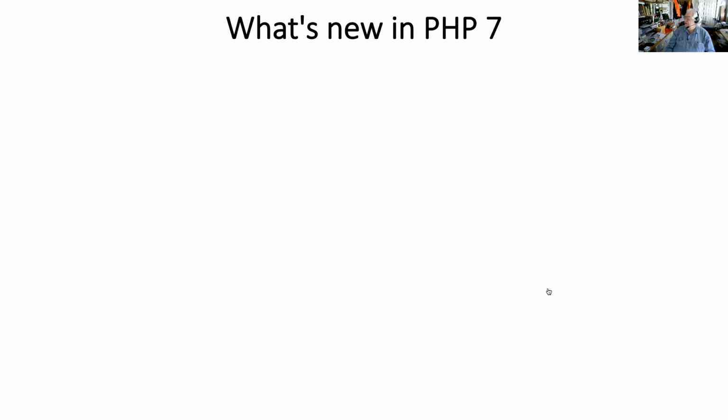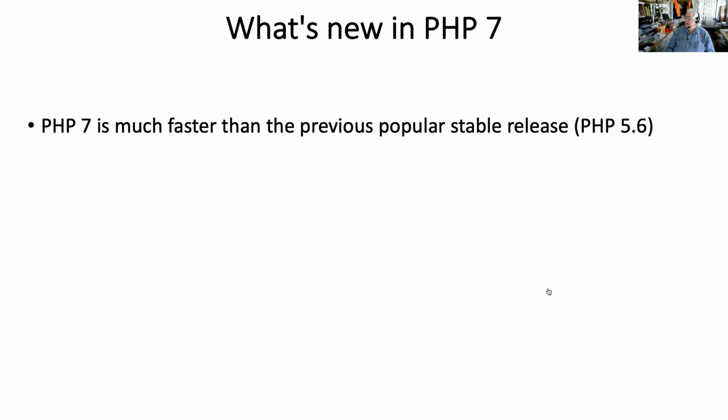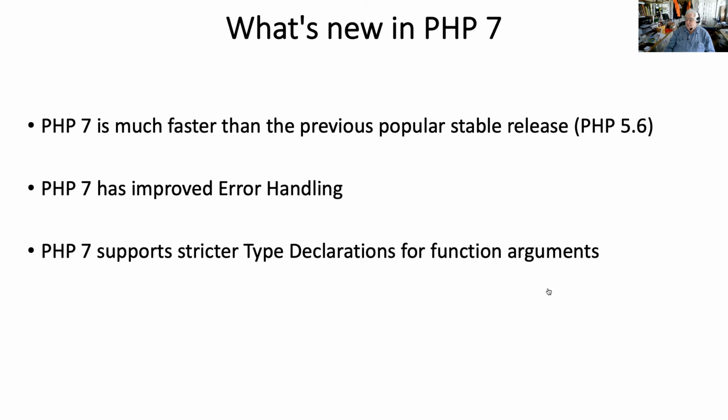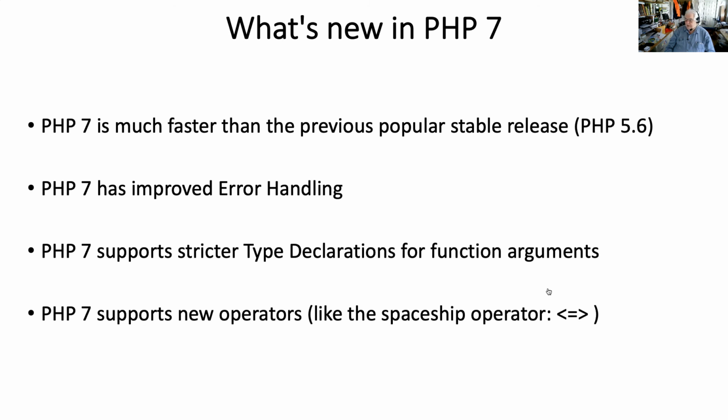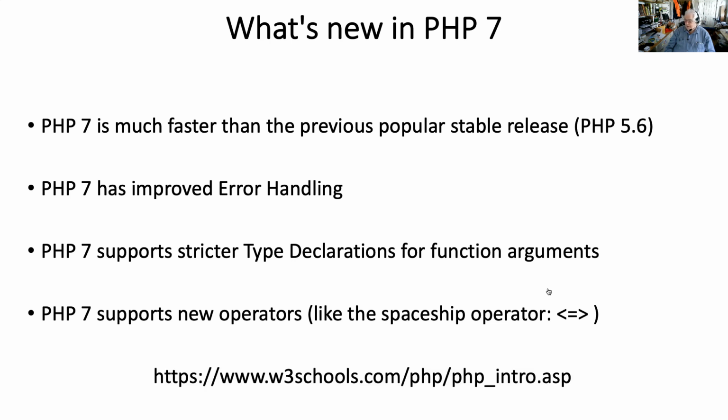Okay, so the newest and greatest thing is PHP 7. And it's faster than our previous popular stable release, PHP 5.6. PHP has improved its error handling. PHP supports stricter type declarations for function arguments. PHP supports new operators like the spaceship operator. And the truth is, I don't know what the spaceship operator does, but it supports it. If you want to see more about it, you can go to this URL. I'm not going to read it out to you, but you have access to this PowerPoint, so you can cut and paste it into a browser and go there.